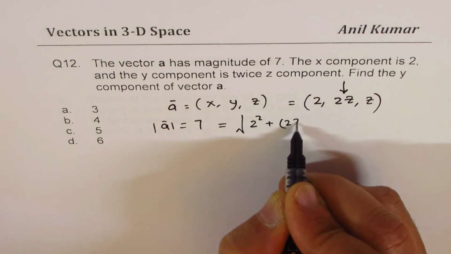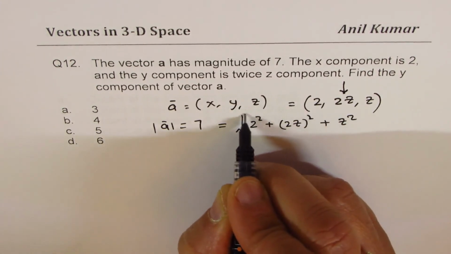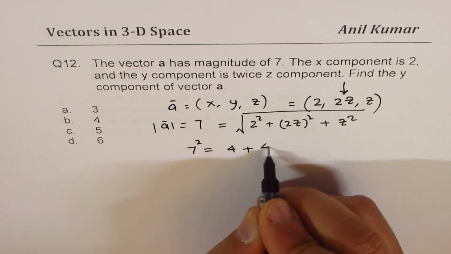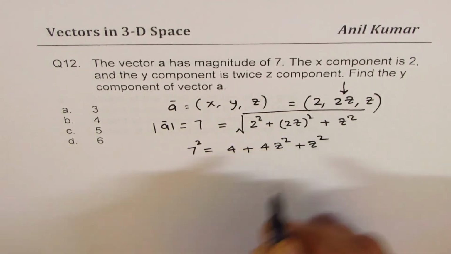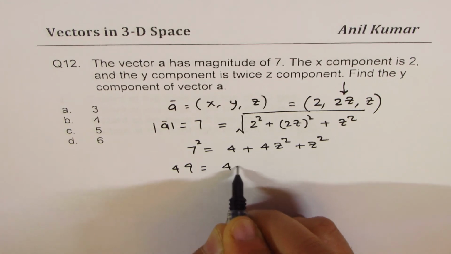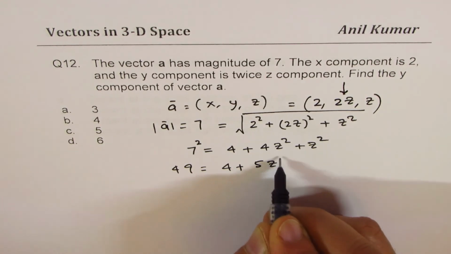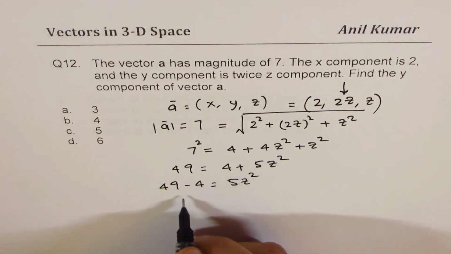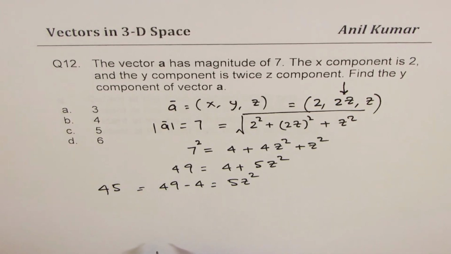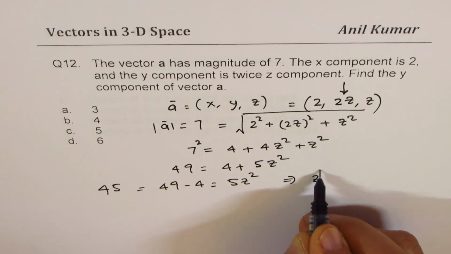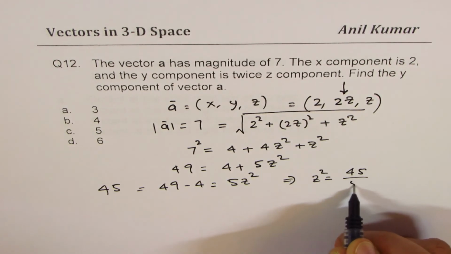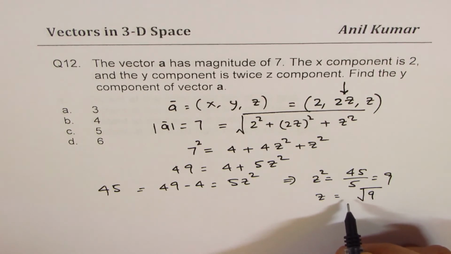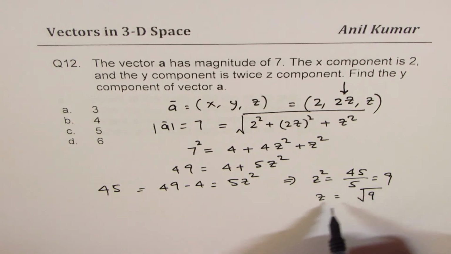Square both sides: 7 squared is equal to 4 plus 4z squared plus z squared, which is 49 equals 4 plus 5z squared, correct? Or 49 minus 4 equals 5z squared, which is 45, correct? Therefore z squared equals 45 over 5, which is 9. So z is the square root of 9. You could do plus and minus. Anyway, what we get here is 3.